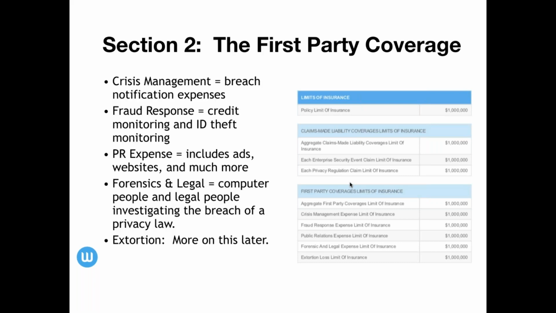Great. So that would be the third-party coverages. Now let's get into some of the first-party coverages, Ellie.